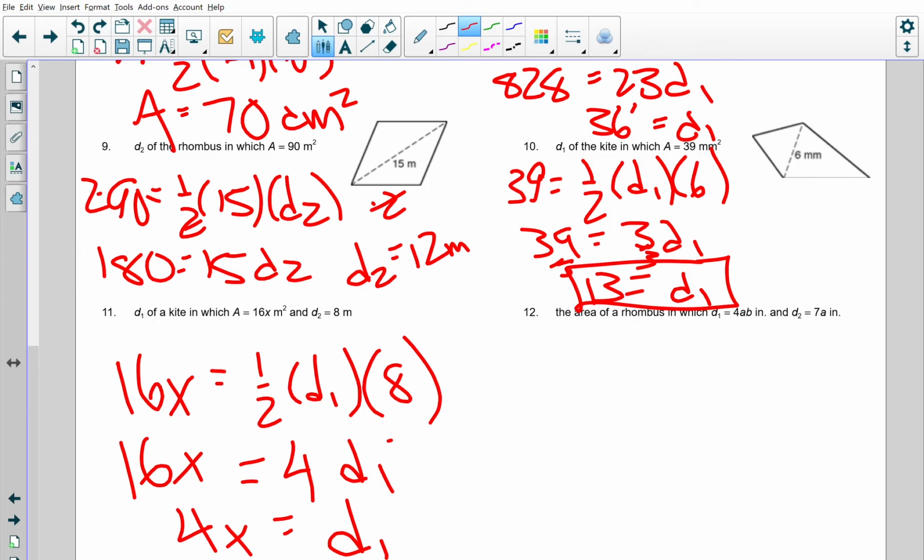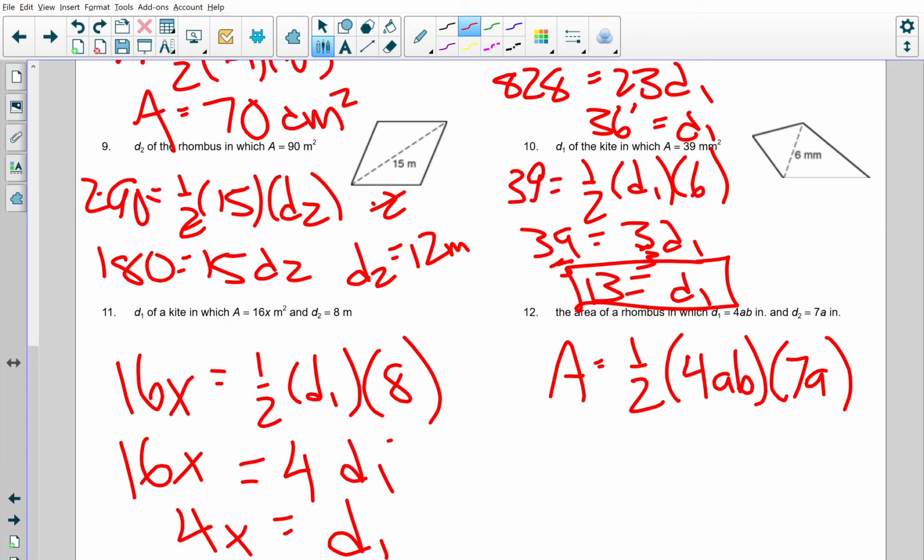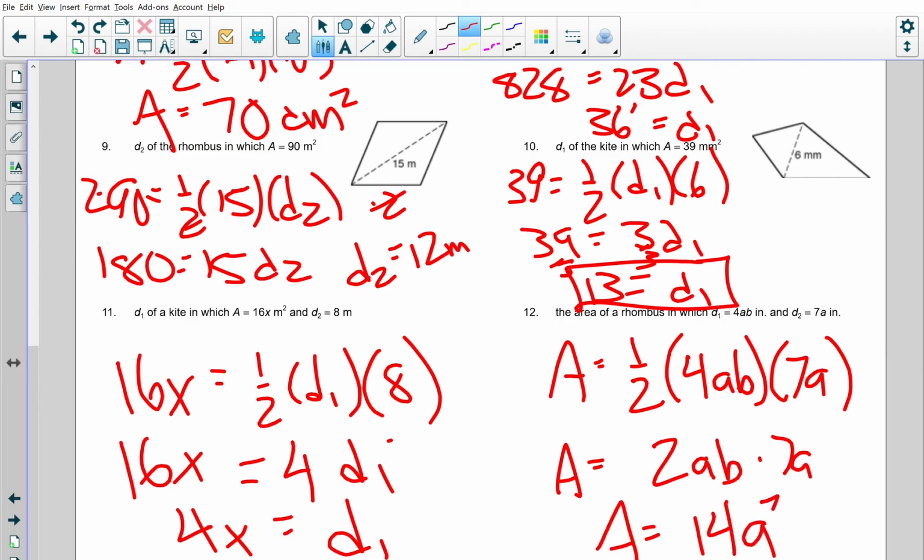Last one. Area equals 1/2 D1 D2. Half of 4 is 2. Bang. I think that's it.